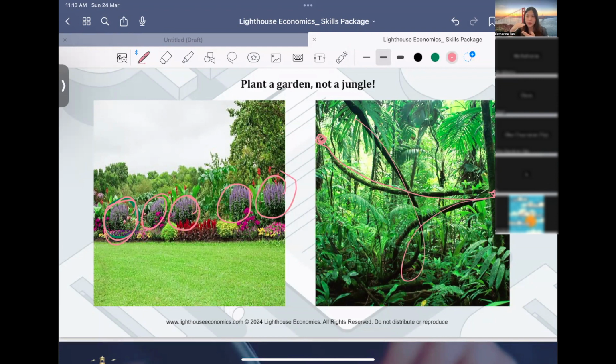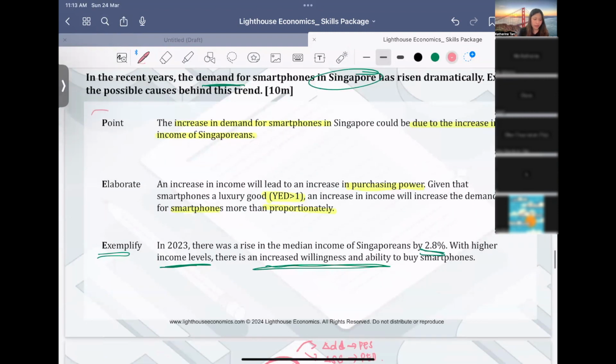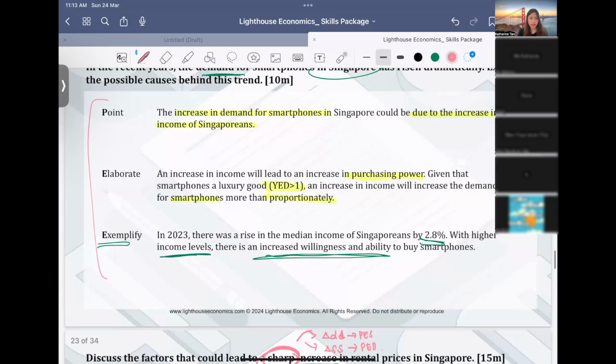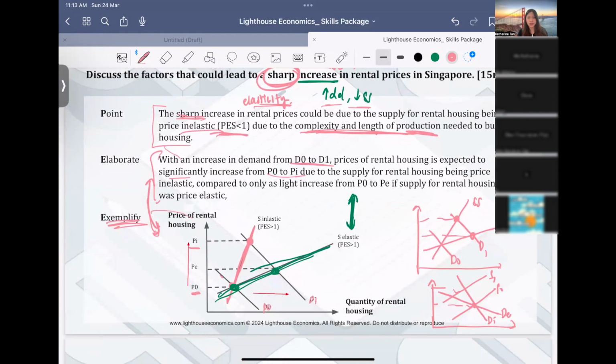This is how you segment your paragraphs also. And you realize that if it's very clear, your point 1, point 2, point 3, you know what you're writing for each paragraph. Each paragraph is very short only. You can get full marks with very short paragraphs as long as you're very concise in what you're writing.